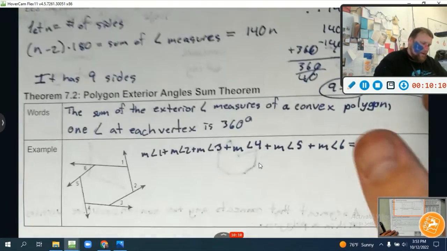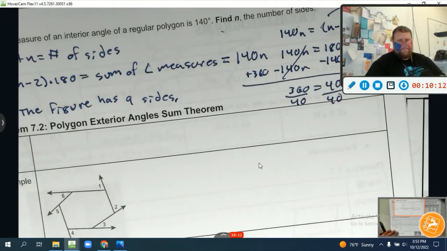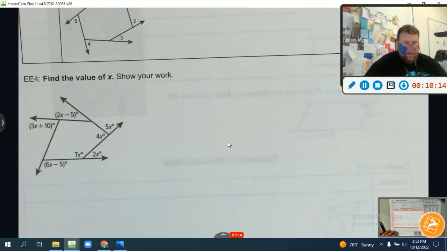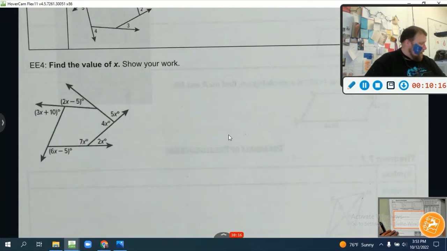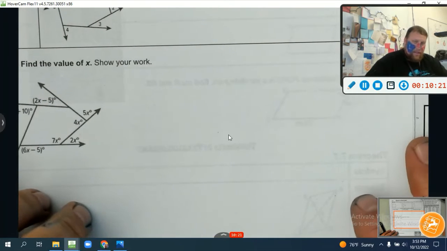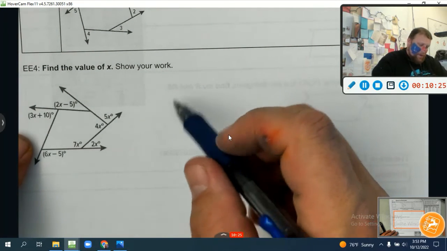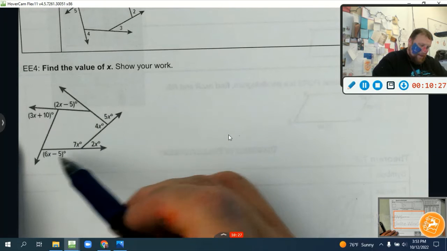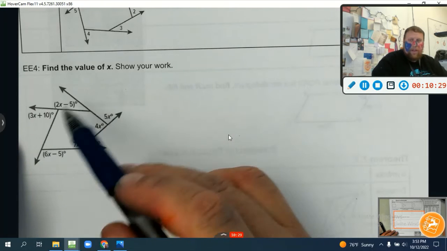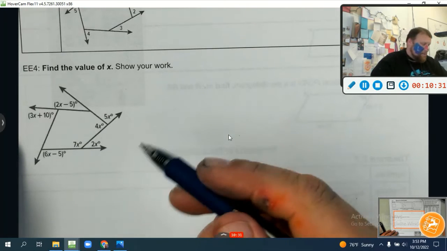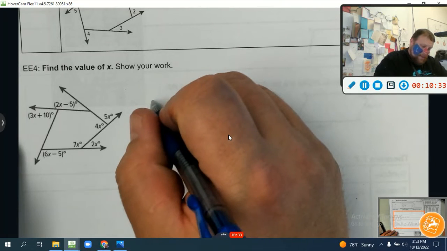We are moving on to the last problem of today. Find the value of x. Well, this is going to look like a harder problem than it really is. It just is more tedious. But at the end of the day, they've labeled every one of these angles. I know that they all add up to what? 360 by theorem 7.2. So that means, let's add them together.